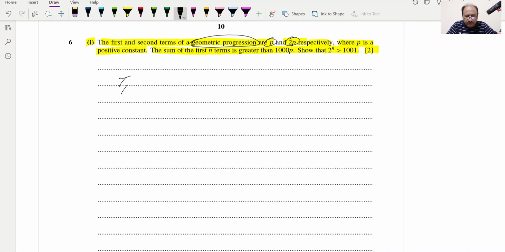So first term t1 we can write as p, and second term t2 we can write as 2p. So r will be second term divided by first term. This will be the difference, and we can check: 2p over p can be cancelled, and this is equal to 2, so the r value will be 2.